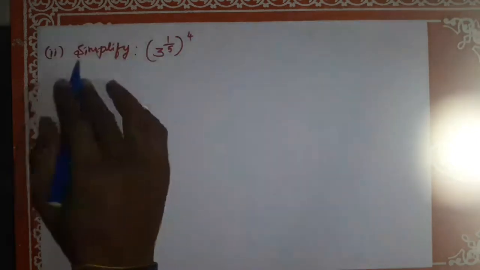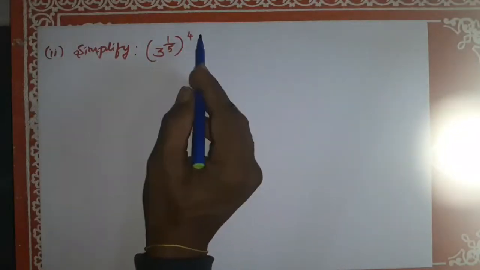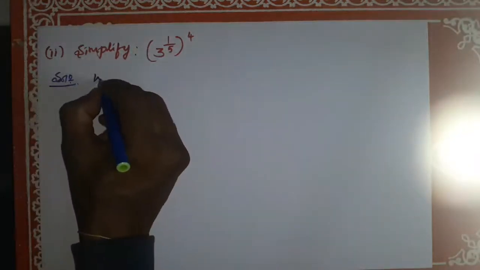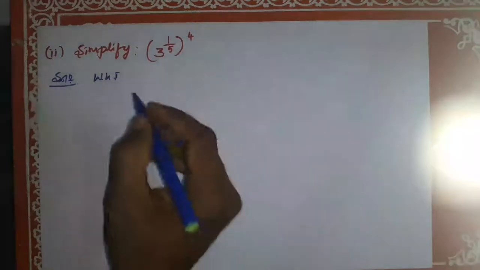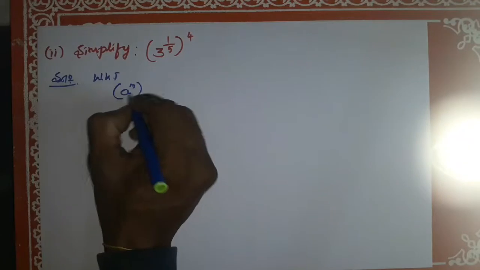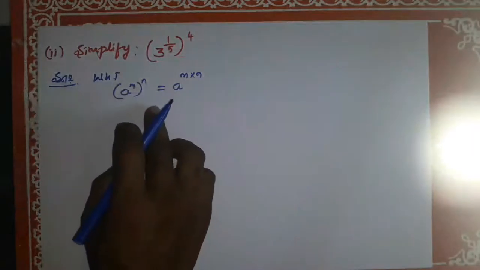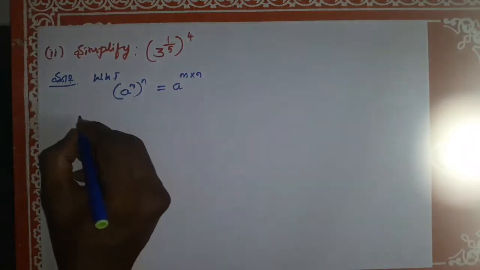Dear students, second question we have: simplify 3 to the power of 1 by 5 whole to the power of 4. Solution: we know the second law of exponent, a to the power of m whole to the power of n is equal to a to the power of m into n. We have to use this second law of exponent.